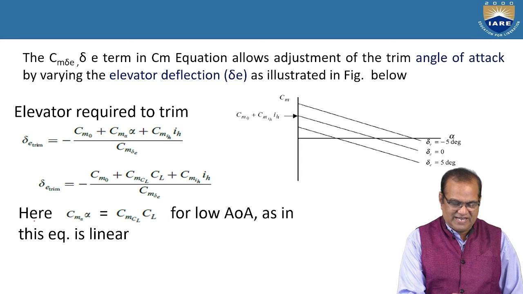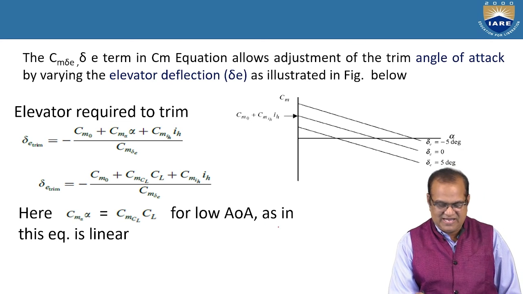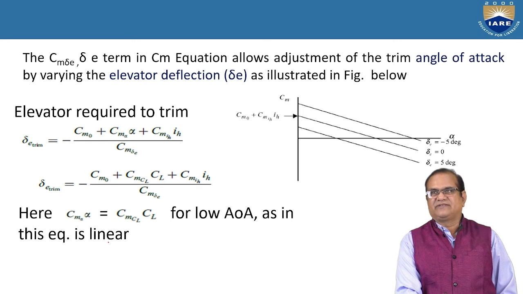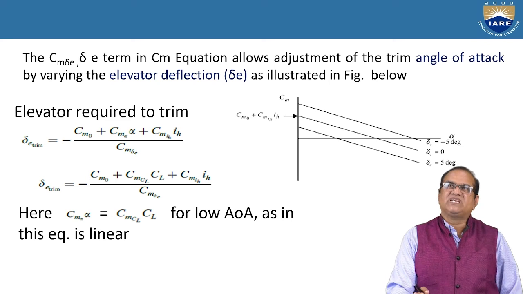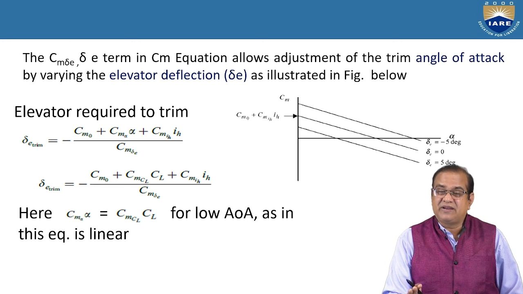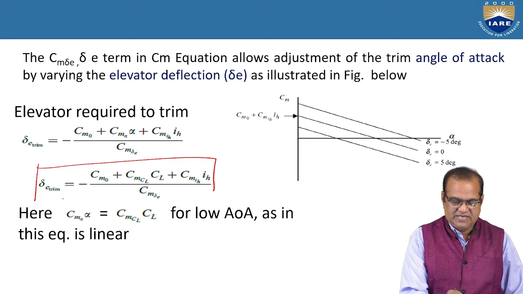So here you will get that Cm alpha is equal to Cm CL for low angle of attack, as the equation is linear. So in this way, the trim required, the delta E trim, we can calculate by this equation.